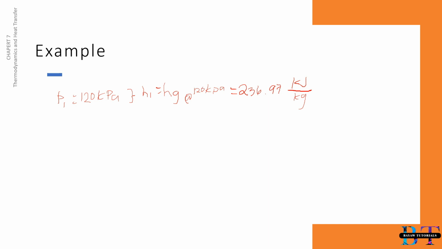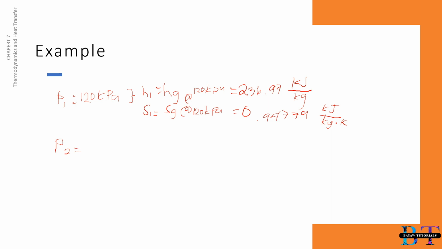So our entropy S sub 1 is equal to Sg at 120 kilopascal, that is equal to 0.94779 kilojoules per kilogram Kelvin.